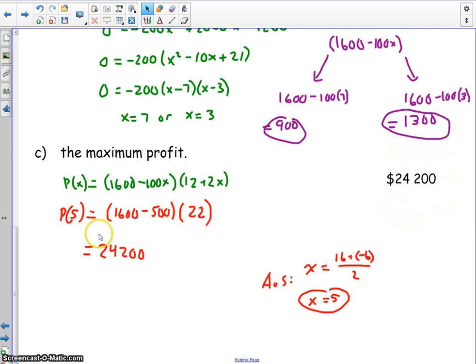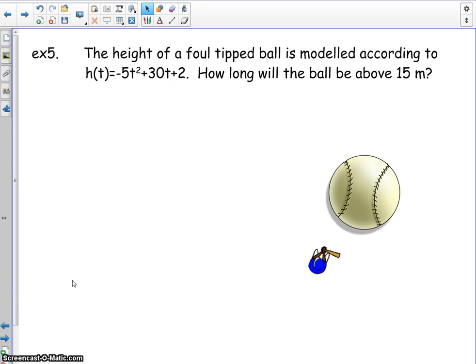Okay, hopefully so far so good. We've seen a lot of word problems so far. Let's keep on going. A couple more left. So now we've got the height of a foul ball. This one we were nice enough to give you the equation. So it's modeled according to h of t equals negative 5t squared plus 30t plus 2. We want to know how long the ball will be above 15 meters.